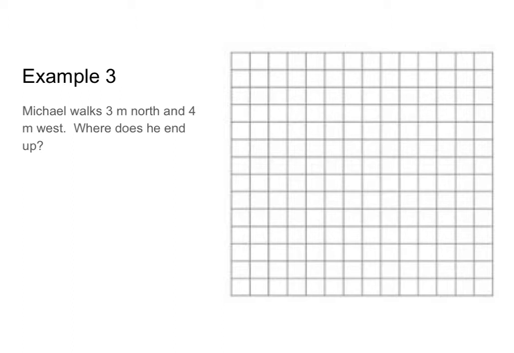Michael walks 3 meters north and 4 meters west. Where does he end up? So what is his final position? Let's go ahead and figure that out.